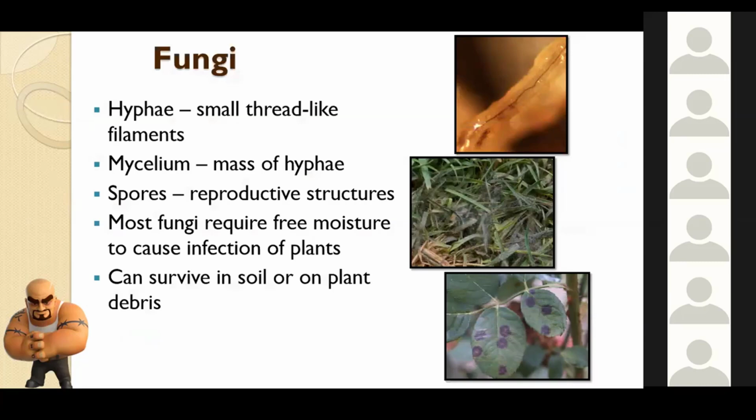Spores are really any of the reproductive structures that these fungi produce. Most fungi require free moisture on the leaves or on the plant in order to cause infection. And so a lot of times they'll need anywhere between 4 and 12 hours of continuous leaf wetness in order for these fungi to actually infect. So when it's really dry, or we have a really dry season, we tend not to see very many fungal issues. And as with bacteria, these fungi can survive in infected plant debris, they can survive in the soil, they can survive, just period.